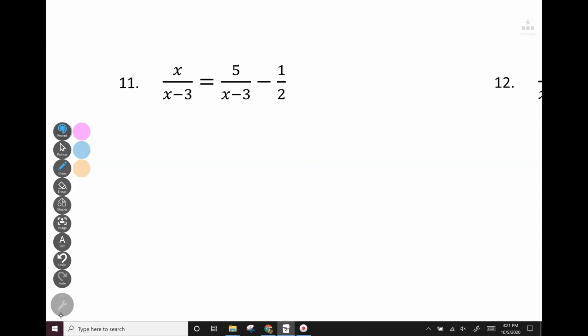All right, number 11. Okay, so this time we have multiple terms on the right-hand side, so we can't just cross multiply. We're going to get our restrictions first. So what causes the denominator to equal 0 here? So x minus 3 cannot equal 0, which means x cannot equal 3.